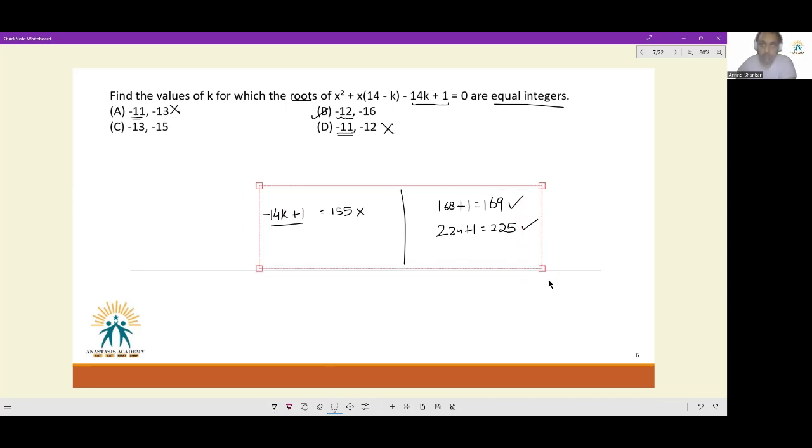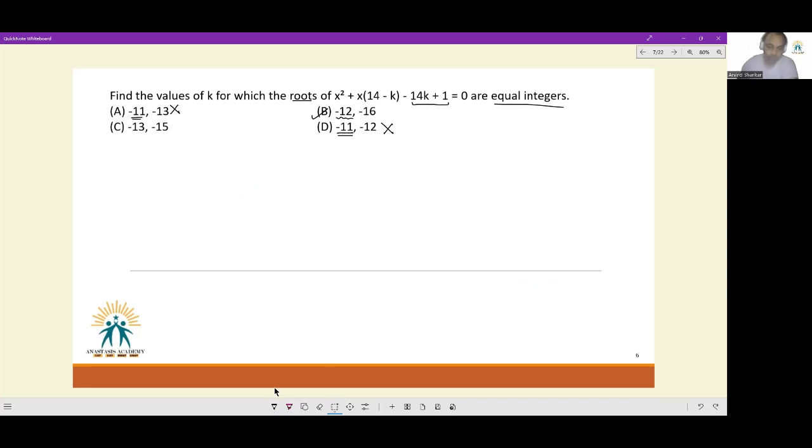Now, technically, if we are thinking about solving this, how we will do it is, according to Sridharacharya method of finding the roots, x is equal to minus b plus minus under root b square minus 4ac, all divided by 2a. Given that the roots are equal integers, what will we get here? B square minus 4ac should be equal to 0.